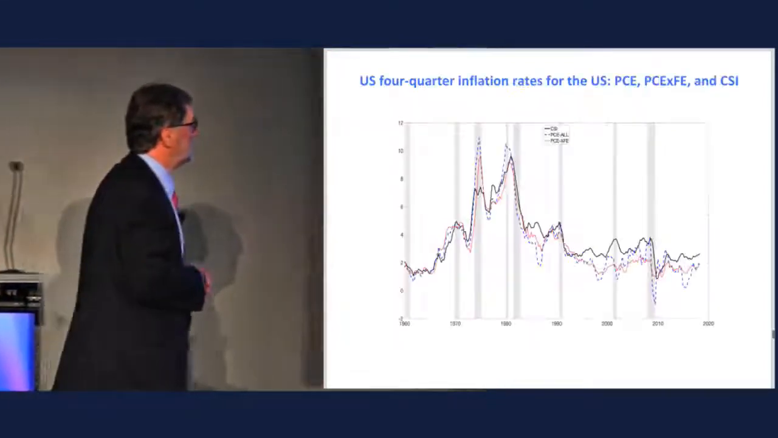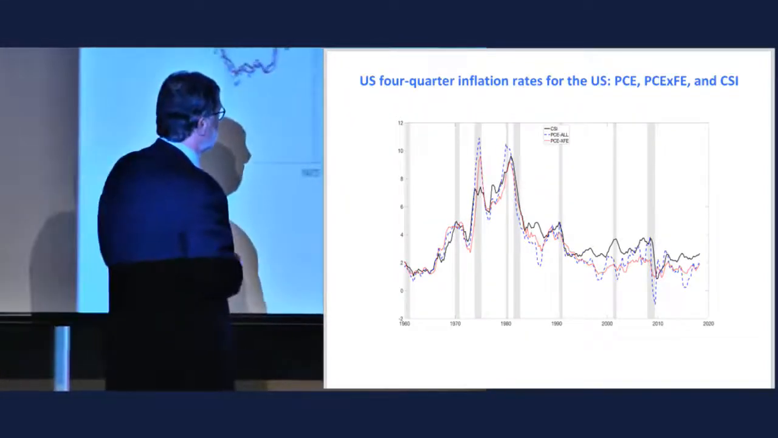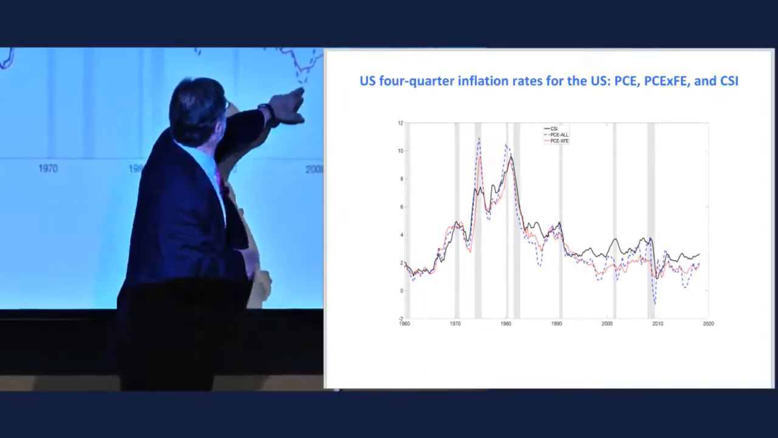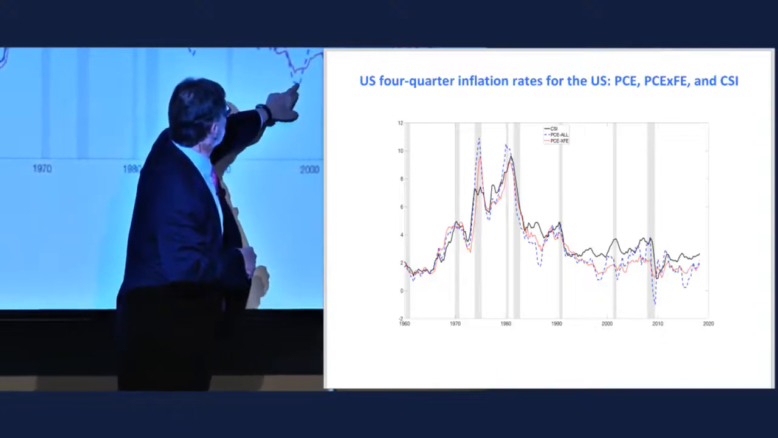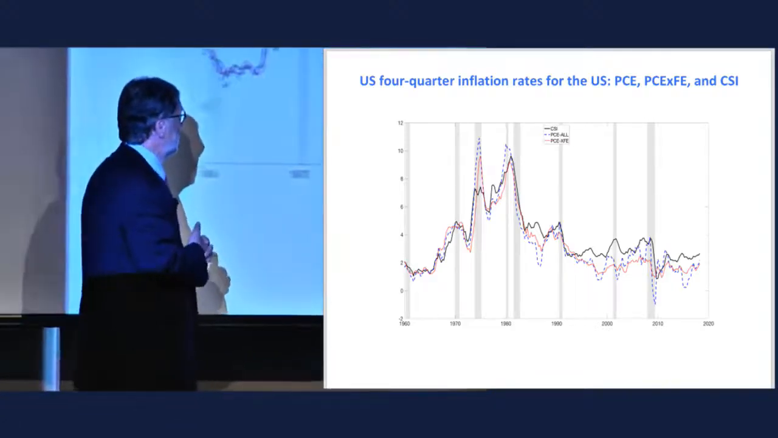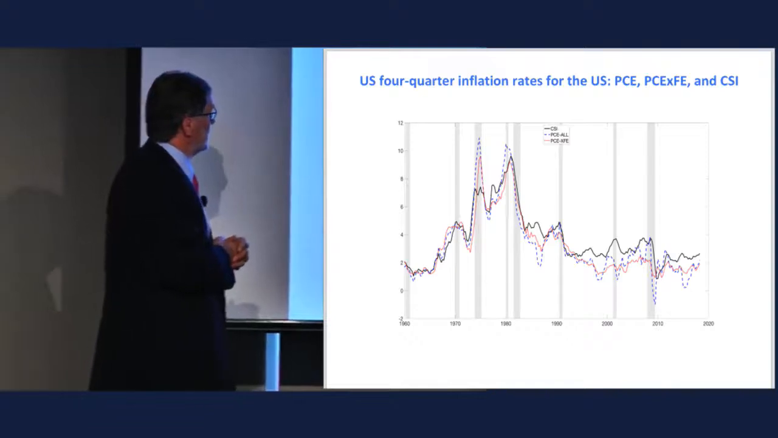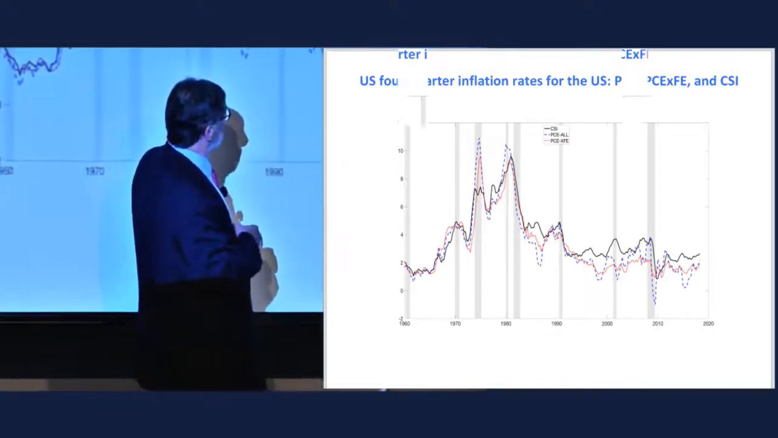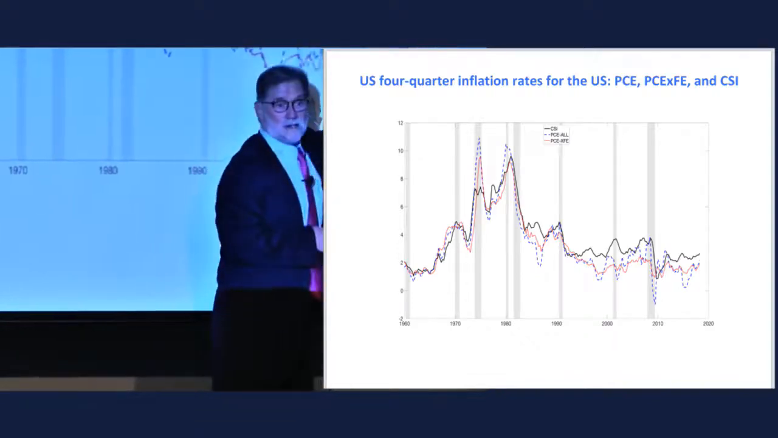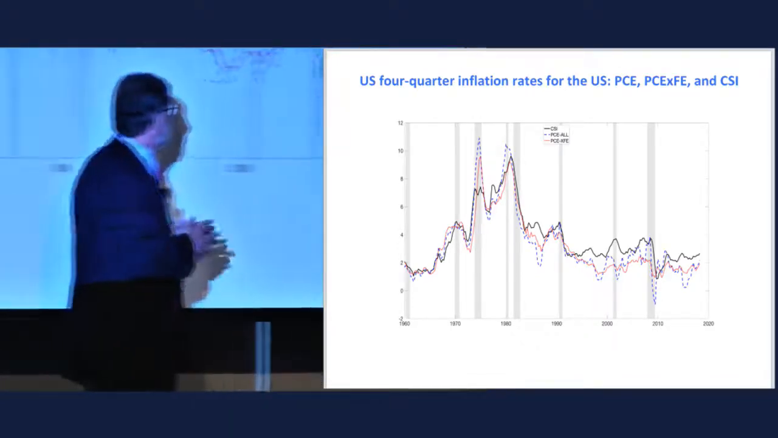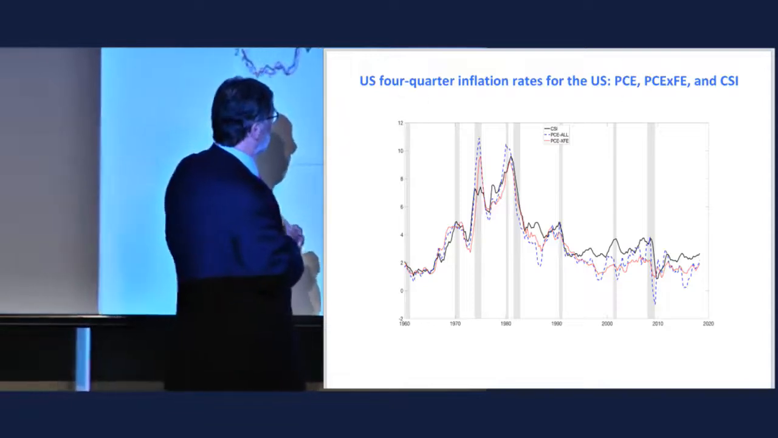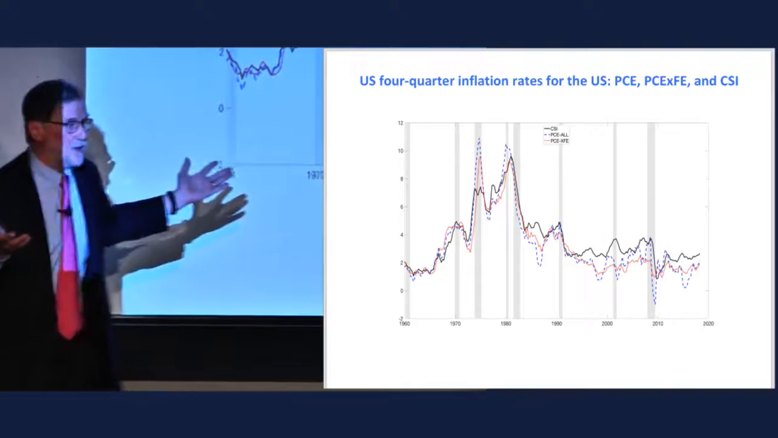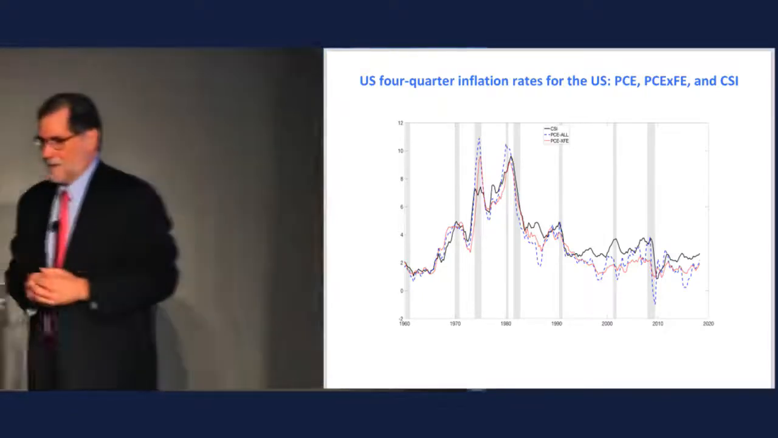That's the CSI. Compared to headline PCE, which is in blue, or core PCE, which is in red, you can see it behaves somewhat differently. It's increased much more toward the end, which I'll show you in just a second. It's got more cyclical variability in it. I guess that was the point.